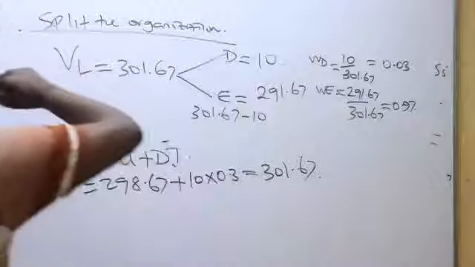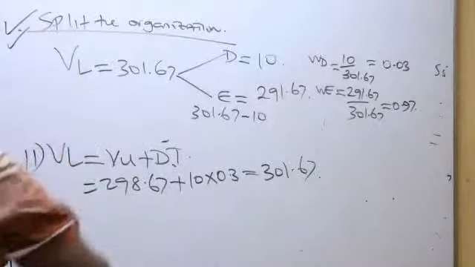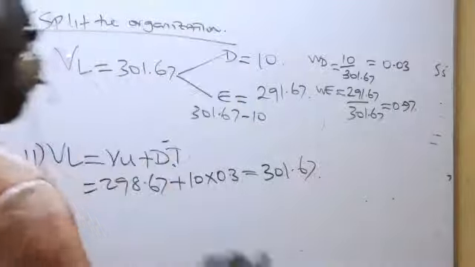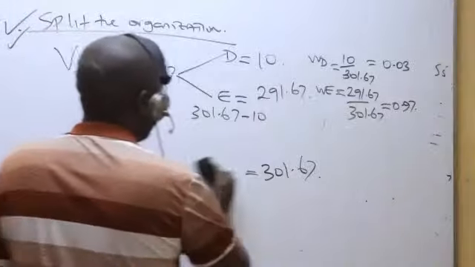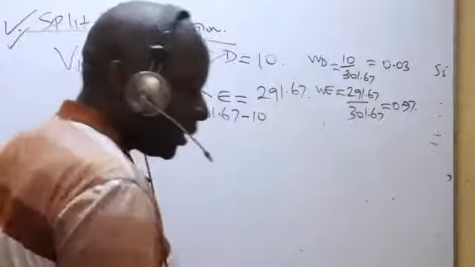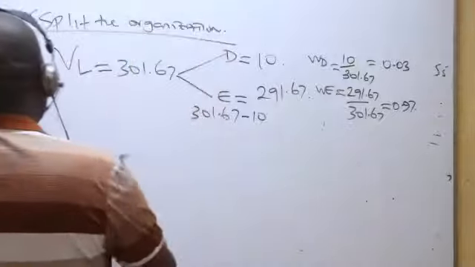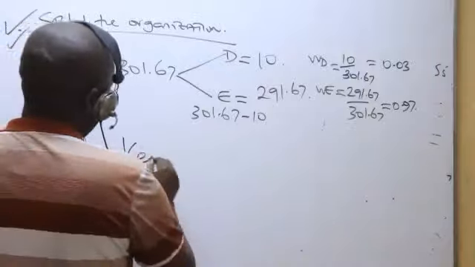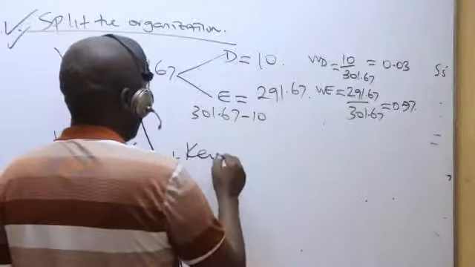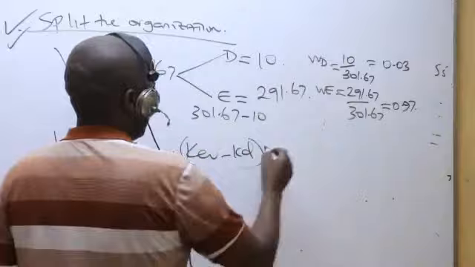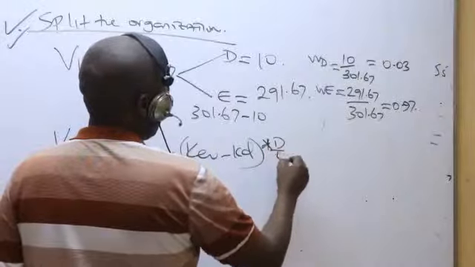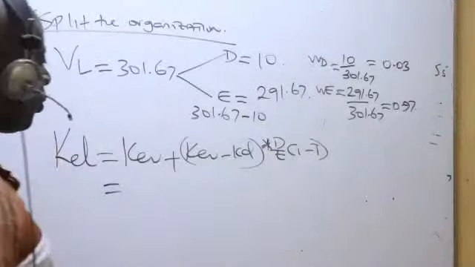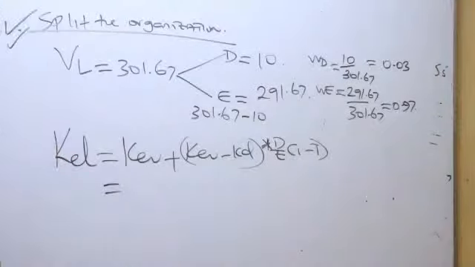After splitting the organization, the next thing will be the cost of equity levered, KL, before I get WACC. So give us the KL here. We know the formula: KU plus KU minus KD, into debt over equity, into 1 minus tax. So what is our KU in this question?